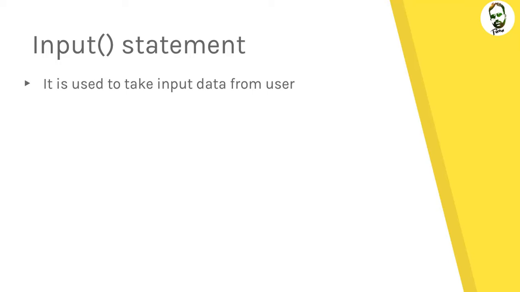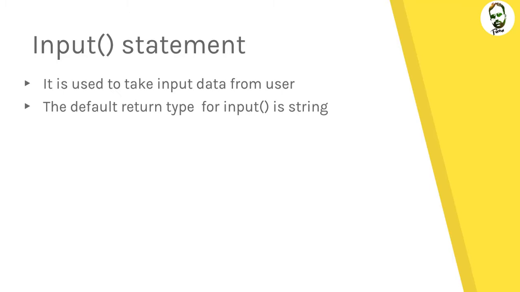Obviously, we want to know his name, age, and other characteristics. So we will use the input statement to take that information from the user and then apply our algorithms or calculations on it. The default return type for input is string. If you don't know what a return type is, don't worry. A return type is basically something like the input statement will always give us a string. It will not give us an integer or a float.